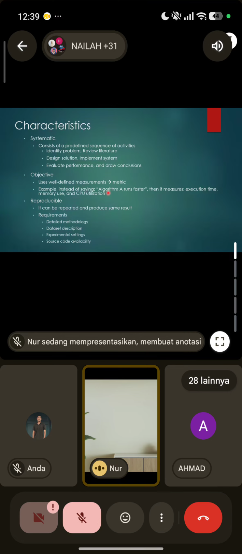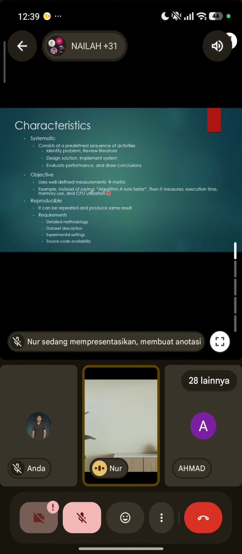So therefore, to have this characteristic, there will be some kinds of requirement. What will be the requirement? We must give a detailed, clear methodology, well documented about the methodology. So therefore, this is why we need to learn about research method.